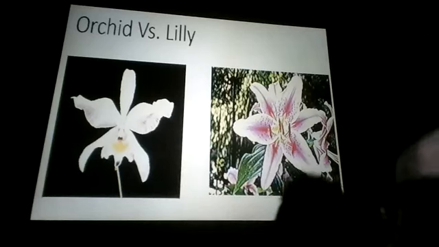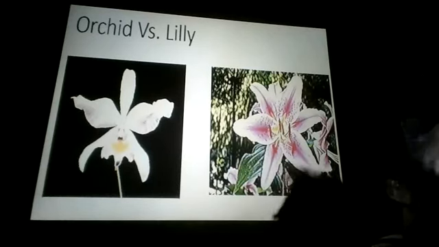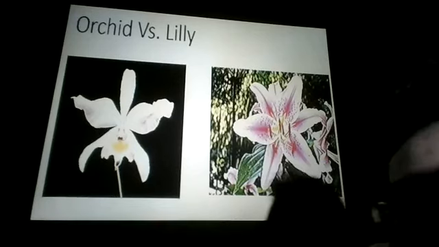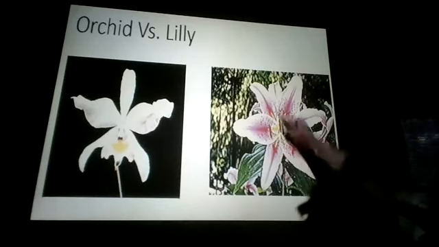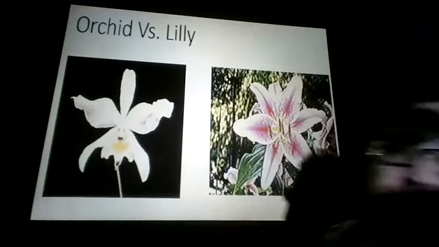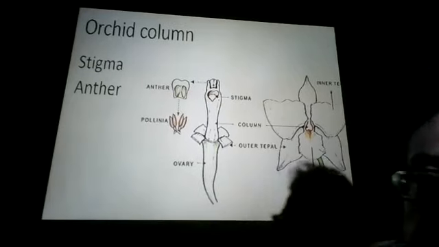But if you notice, both lilies and orchids are similar because they both have petals in groups of threes. So you have 1, 2, 3, 1, 2, 3. You have 1, 2, 3, 1, 2, 3.